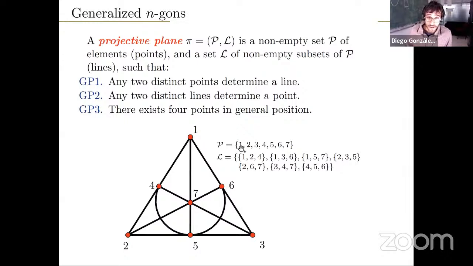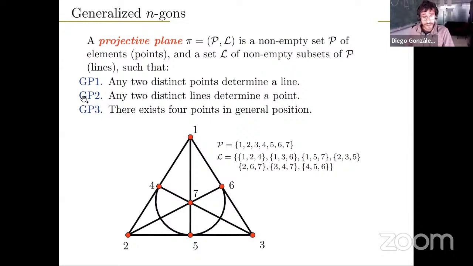Here the set of points are the elements from 1 up to 7, and here I have the set of lines. So observe that the lines are subsets of points, and in this picture, we represent the line 1, 2, 4 with this line, but the line is just these points. Okay, so it's not hard to see that this set of points and lines satisfies these 3 axioms.